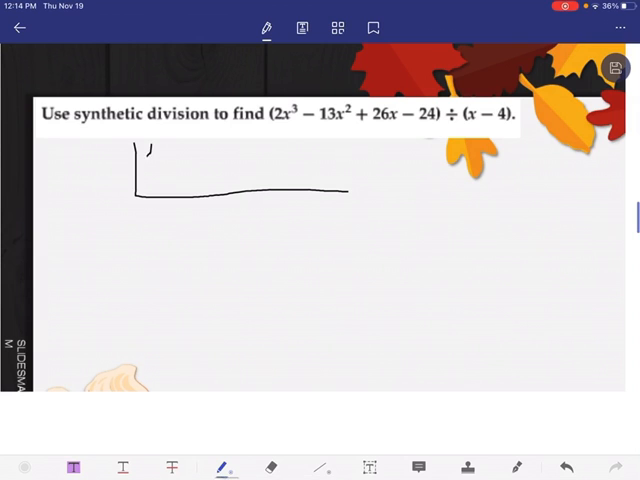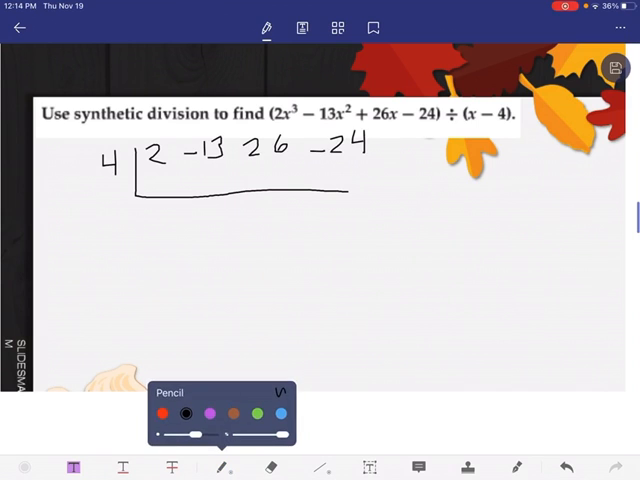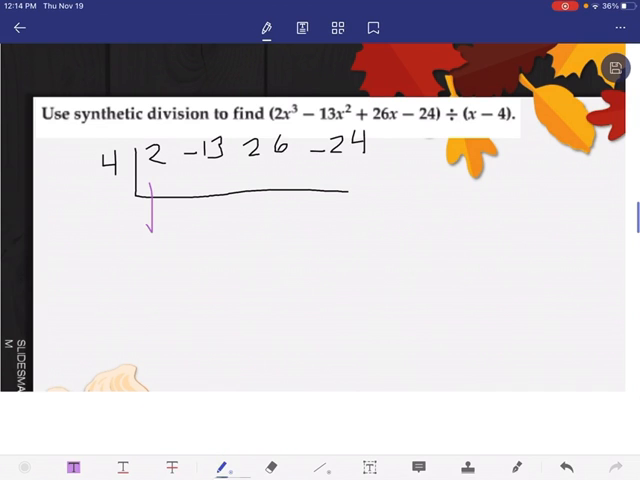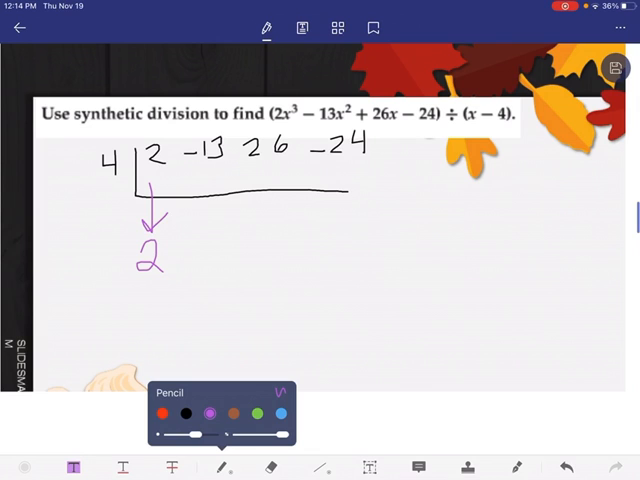So we're going to write 2, negative 13, 26, and negative 24. Then on the outside, we're going to write the opposite of the constant of our divisor. So we're going to write 4. Now, our first step is always going to be to bring down that first constant term. So in this case, that's the 2.